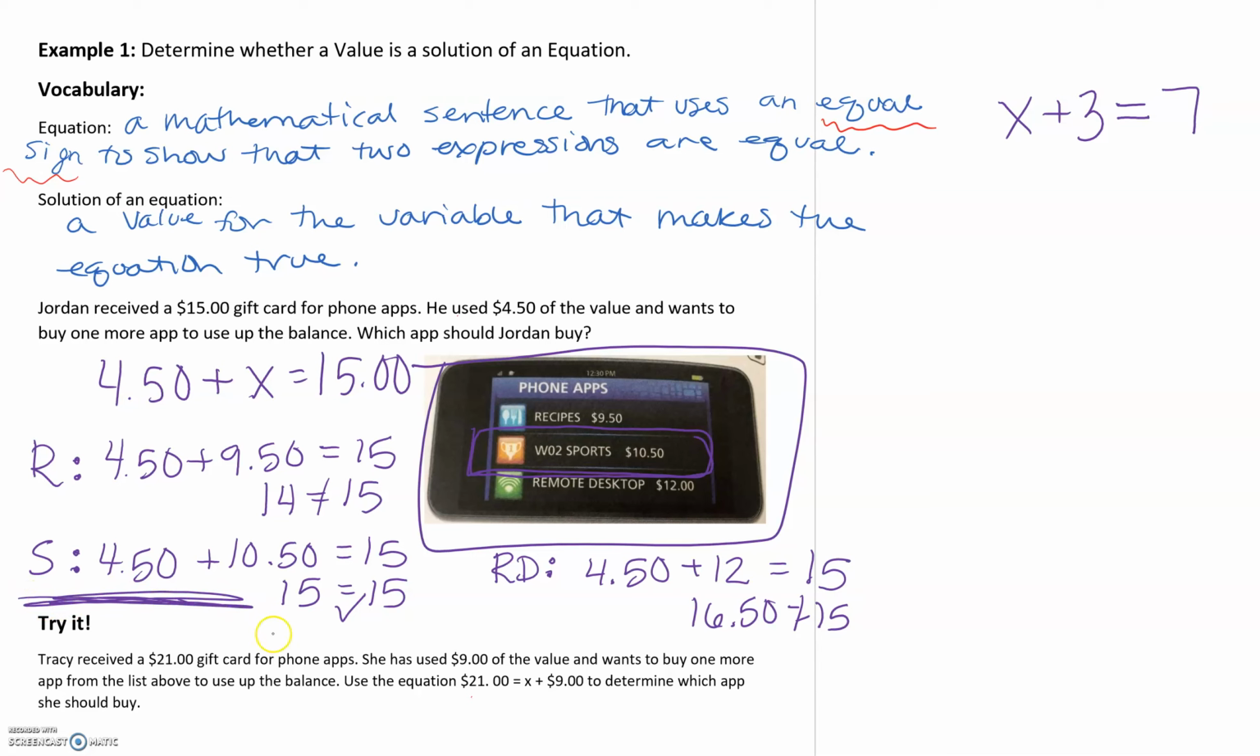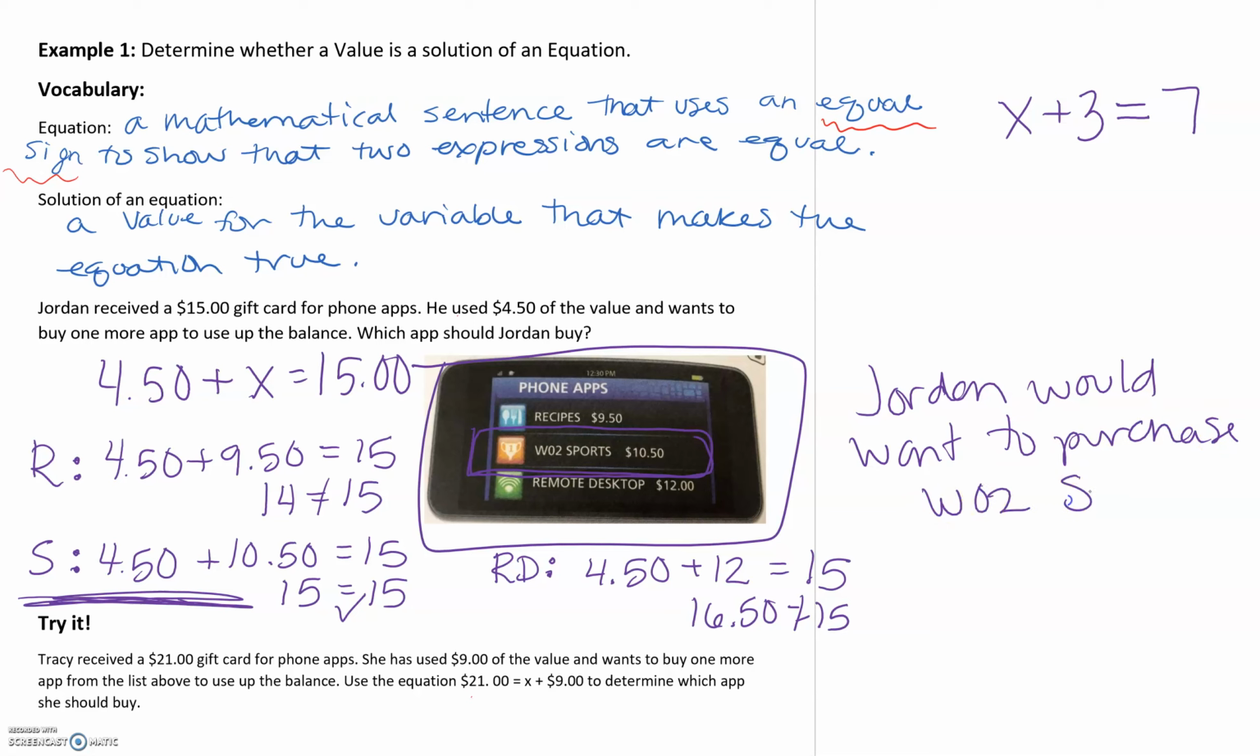Okay, so Jordan would want to purchase W2 Sports.